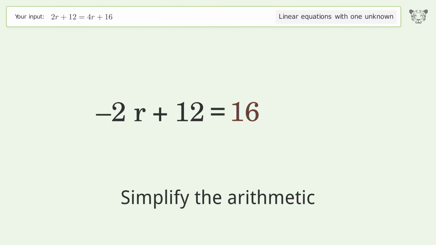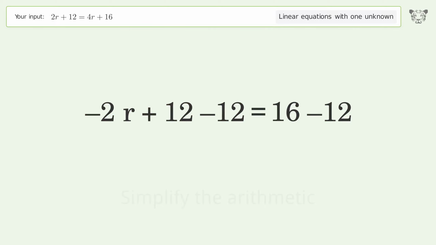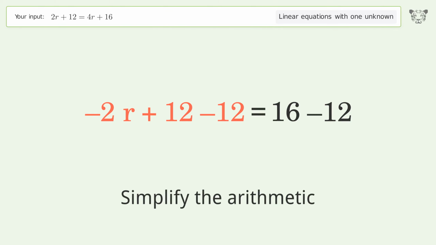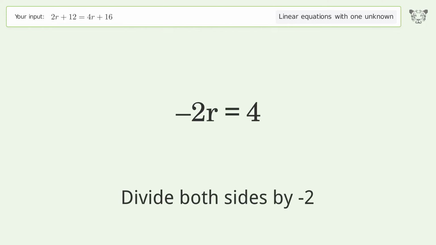Group all constants on the right side of the equation. Subtract 12 from both sides. Simplify the arithmetic. Isolate the r. Divide both sides by -2.